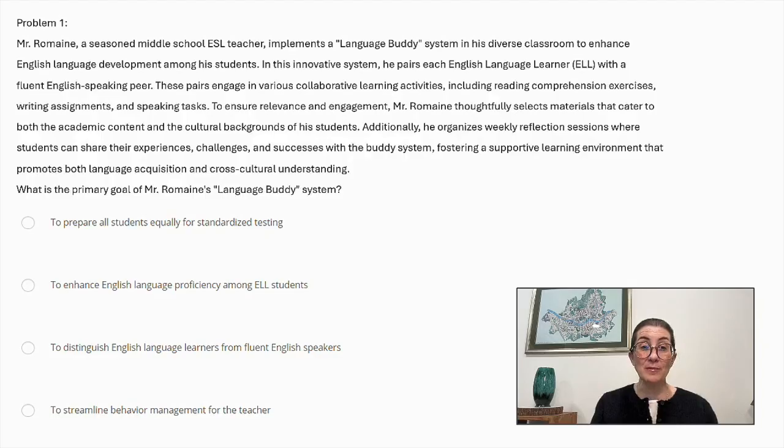What is the primary goal of Mr. Romaine's language buddy system? To prepare all students equally for standardized testing, to enhance English language proficiency among English language learning students, to distinguish English language learners from fluent English speakers, or to streamline behavior management for the teacher.